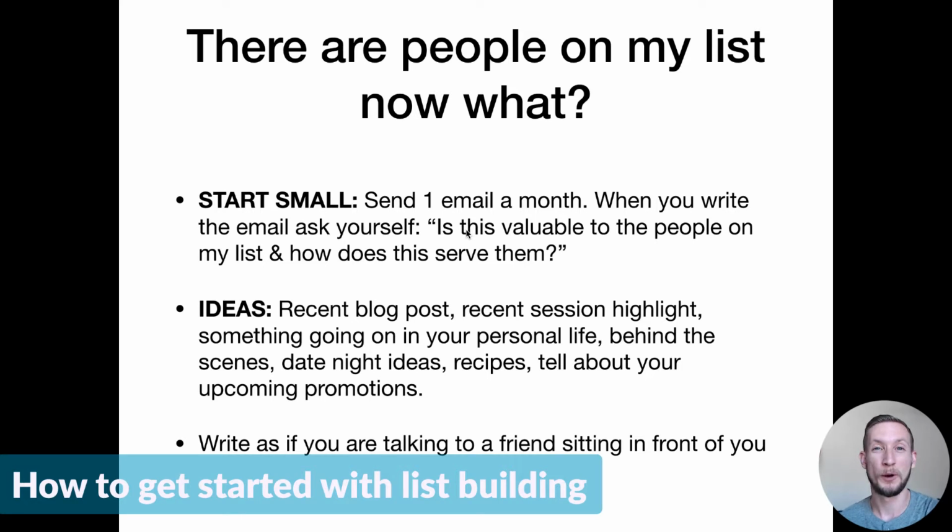Is there something going on in your personal life that your list may find relevant, right? Like recently, the most recent email that we sent out is we want our couples to love on each other and build a strong relationship. So we actually sent out a date night idea. We did a date night idea, then we did a blog post to our custom timeline planning. You can do recipes, right?